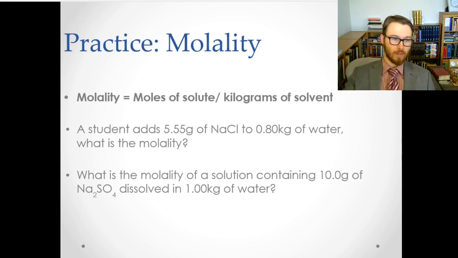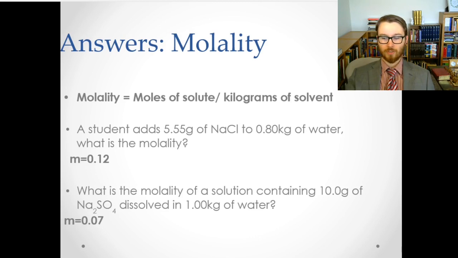All right. Great. So let's take a look. Answers for molality. The first one is 0.12. We get that by taking 5.55 divided by the molar mass of sodium chloride to get moles of sodium chloride, then take that divided by 0.8. The second answer, molality equals 0.07. We get that by taking 10 divided by the molar mass of Na2SO4, and then divided by 1, which is the same number. So 10 divided by the molar mass of Na2SO4 is 0.07. That divided by 1 is still 0.07.